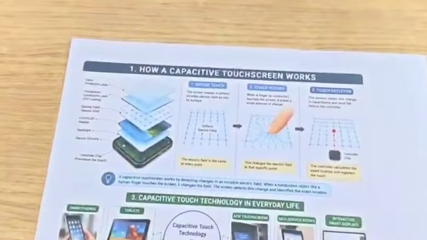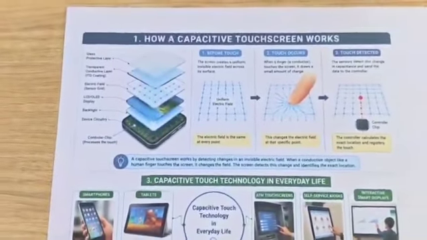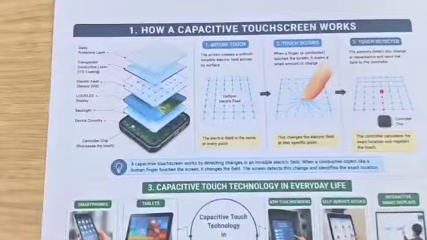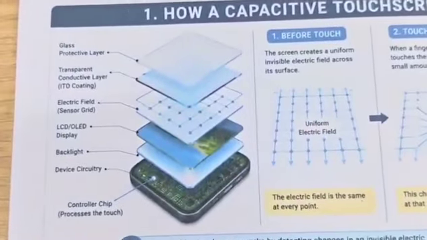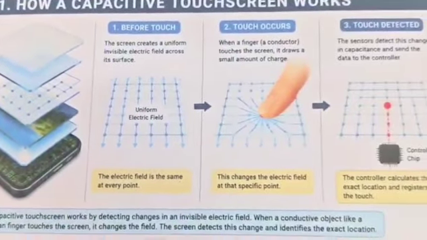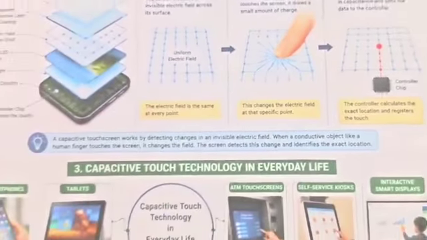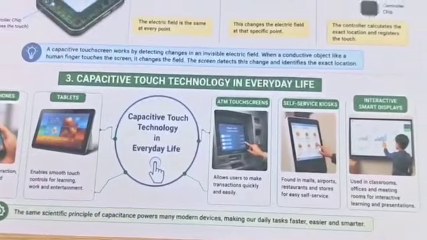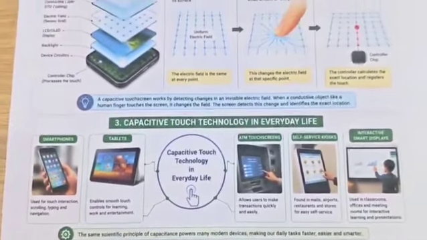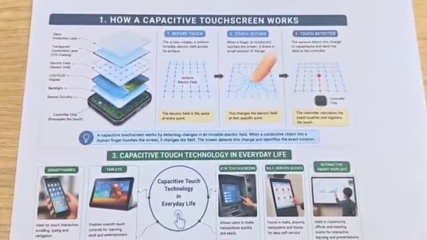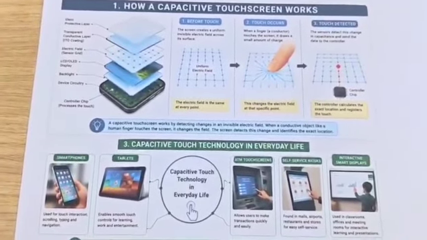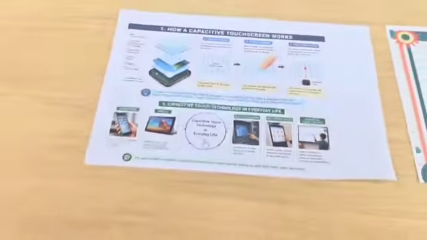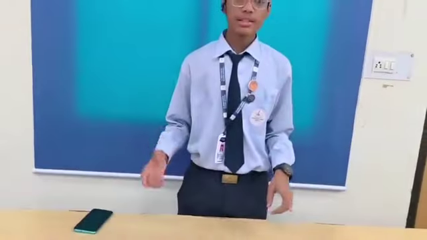The answer lies in capacitance. A capacitive touchscreen has a conductive layer that creates an electrical field across the screen. When a conductive object, such as a human finger, touches the screen, it changes the field. The device detects this change and identifies the touch position. Plastic, wood, and dry cotton are insulators, but my finger is a conductor that activates the touchscreen.